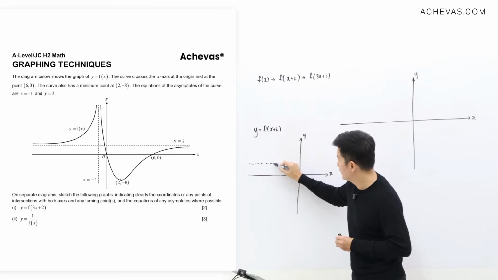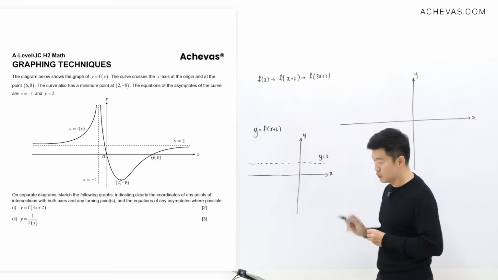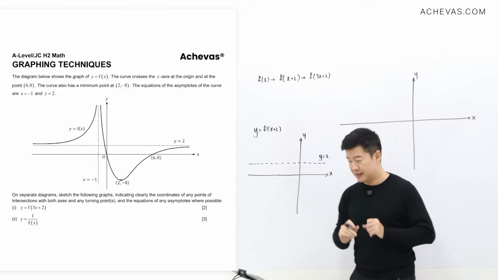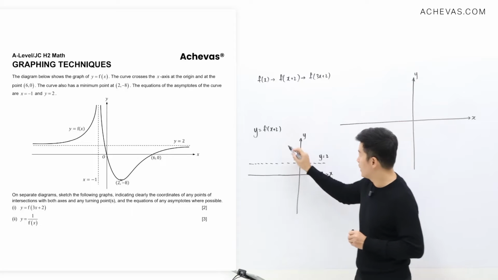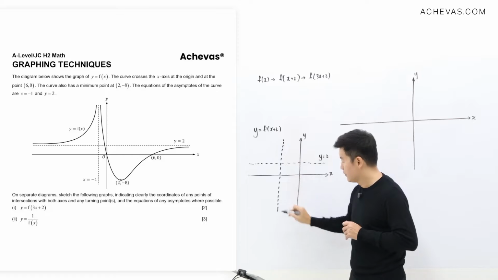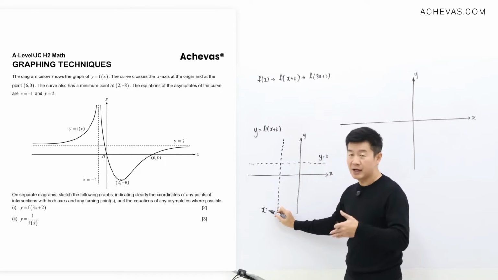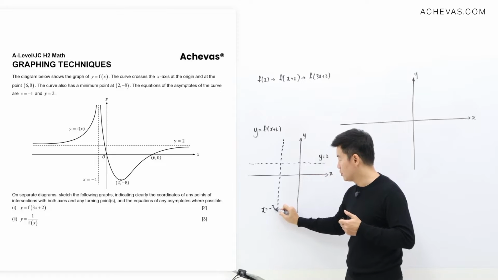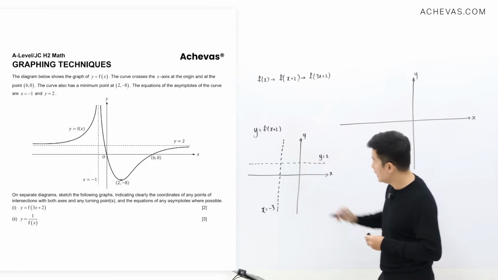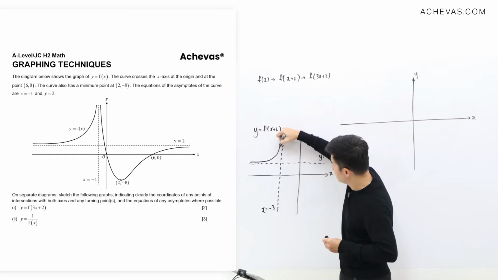So let's sketch in the asymptotes. We have a horizontal asymptote, y is equal to 2. The vertical asymptote is going to be translated by 2 units in the negative x direction, so we have our vertical asymptote now at x is equal to minus 1 minus 2, so it's x is equal to minus 3. And this portion of the graph is still going to be similar. It's going to be like this.